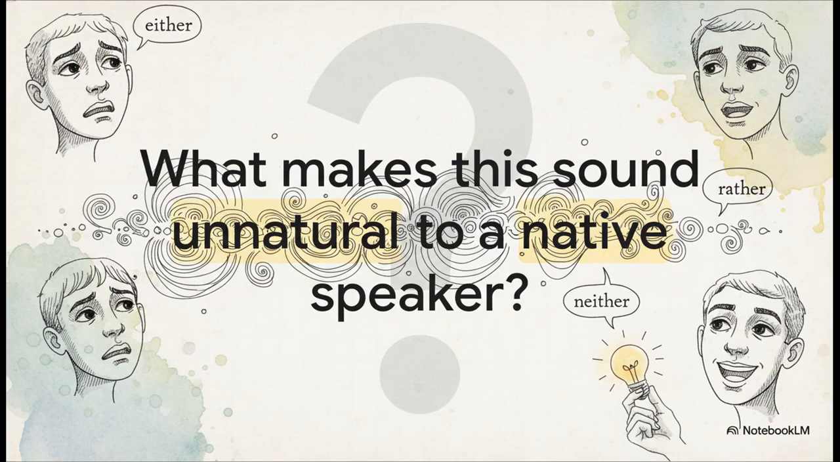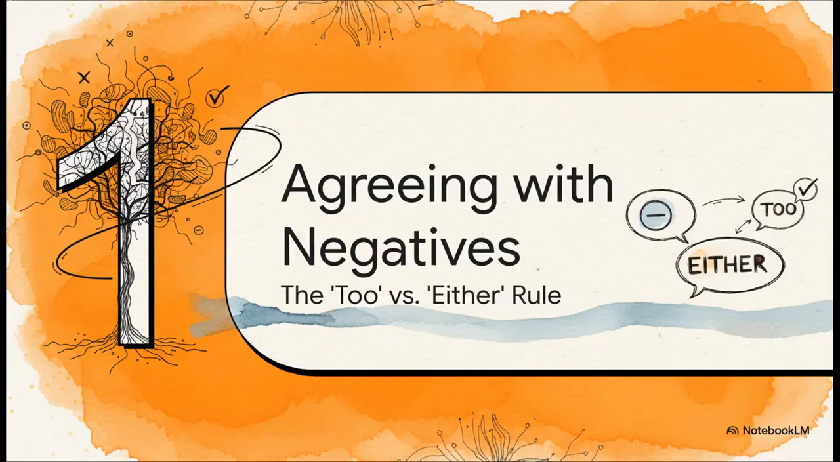So what is it about that sentence that sounds just a little off to a native speaker? The meaning is clear, no one's going to be confused, but it just doesn't sound quite right. Well, stick around because by the end of this, you'll know exactly why and you'll know exactly what to say instead. Okay, first things first. Let's tackle how to agree when someone says something negative, like, I don't like something. This is ground zero for that whole too mistake, and luckily, there's a really simple rule to fix it.